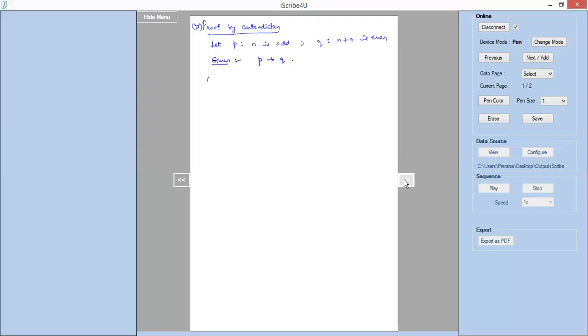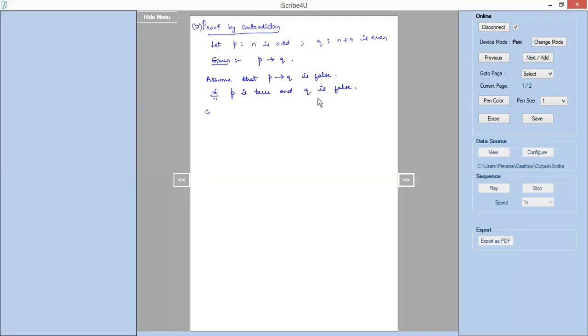So very firstly, assume that P conditional Q is false. That is, P is true and Q is false. Remember, when can a conditional be false? A conditional can be false only when it is of the form 1 0. So P should be true and Q should be false. 1 means true, 0 means false.